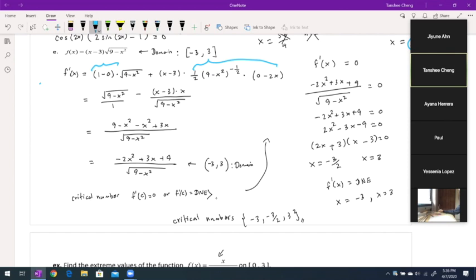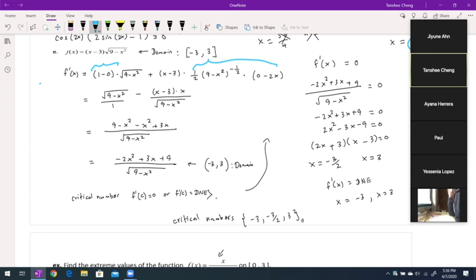And how do I go from here to here? I'm just basically combining these two fractions. So I need to have an LCD. So the first fraction, I multiply top and bottom by square root of 9 minus x squared. So that will give me square root of 9 minus x squared times square root of 9 minus x squared, and the square root will be gone, so 9 minus x squared. And simplifying that gives me negative 2x squared plus 3x plus 9.